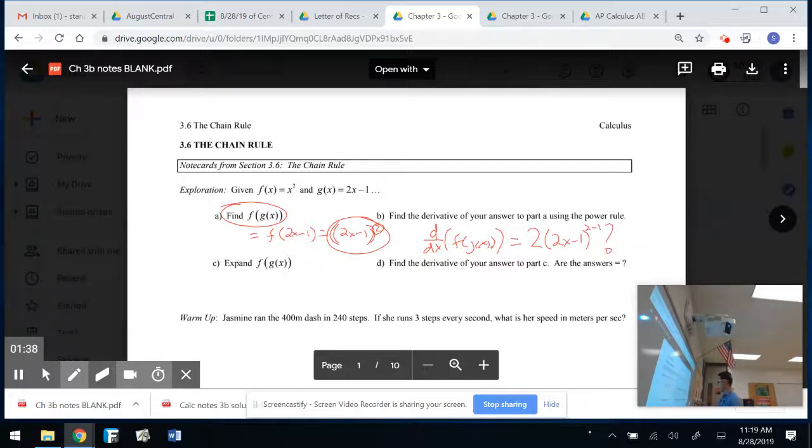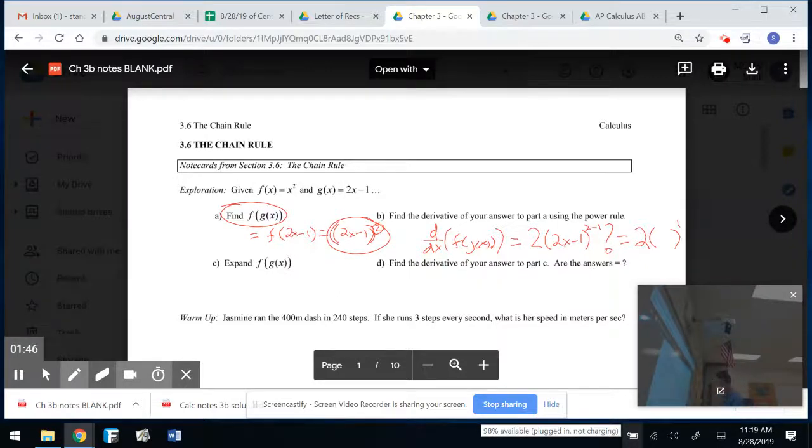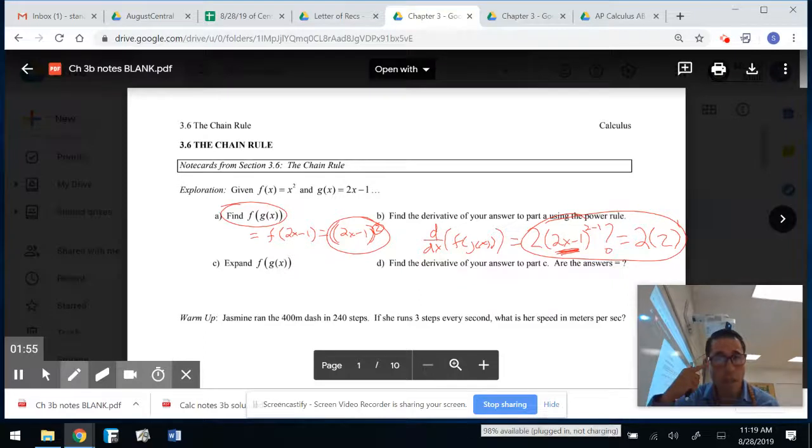Another thought that you may have had would be this. Let's go ahead and drop that 2. Okay, take 1 away from it, and then take the derivative of the inside, which the derivative of 2x minus 1 would be 2. Okay, those are different answers. I wonder if one of those is right.